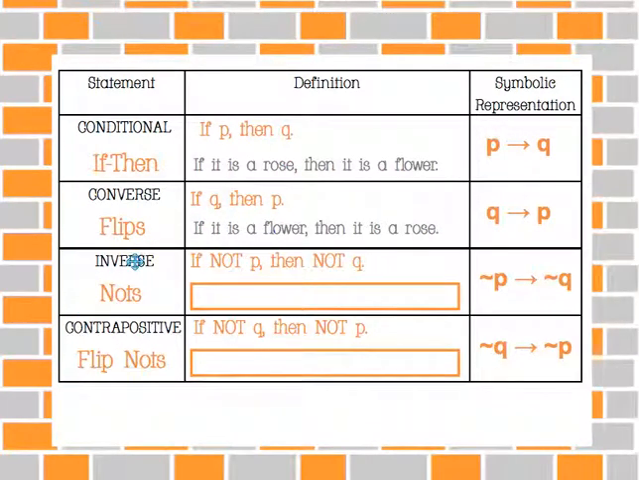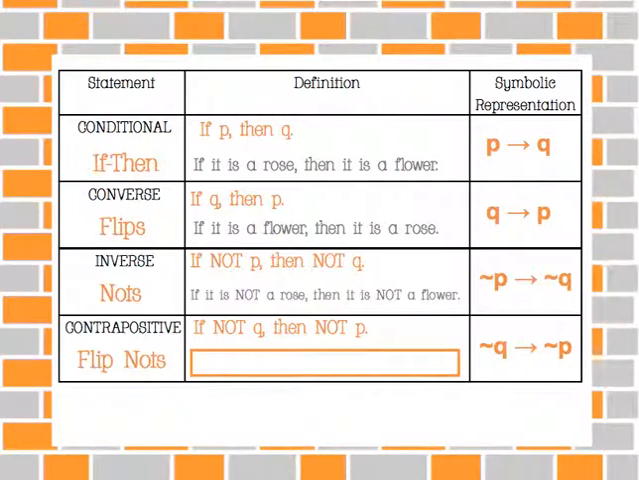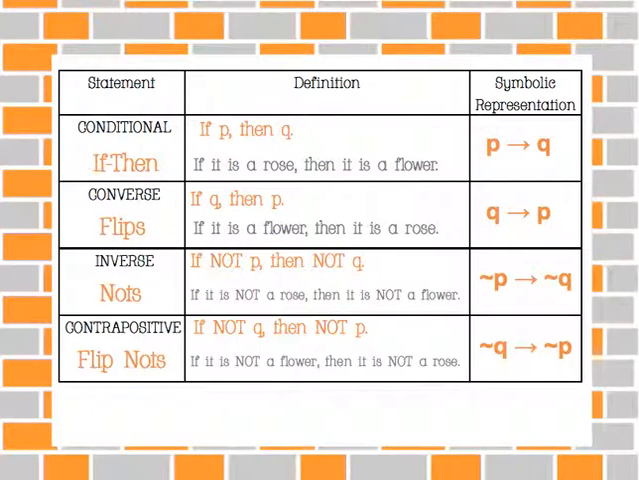Our inverse is when we go back to the first equation and we negate it. If not P, then not Q. And this little symbol means negation. So if it is not a rose, then it is not a flower. The contrapositive is when we do both. We flip it and negate it. So if it is not a flower, then it is not a rose. And you may need to pause it so you can get time to copy that.